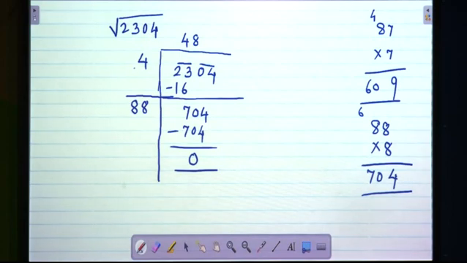Hence, the square root of 2304 is equal to 48. The quotient value is the square root.